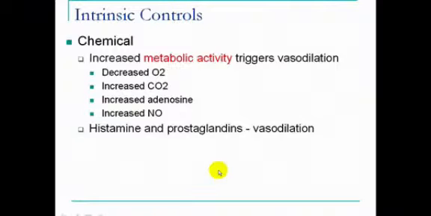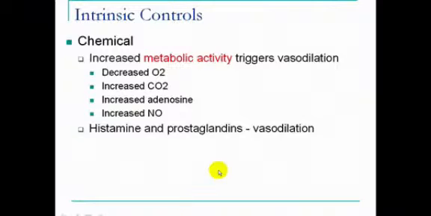The chemical signals that trigger the vasodilation work on the smooth muscle and cause it to relax, therefore causing vasodilation. If you have an active tissue, there's going to be less oxygen in that area because the cells are using it really quickly. And there'll be an increase in carbon dioxide, because that is a product of the metabolism. So a decrease in oxygen and an increase in carbon dioxide will cause the smooth muscle of that vessel wall to relax and trigger vasodilation.